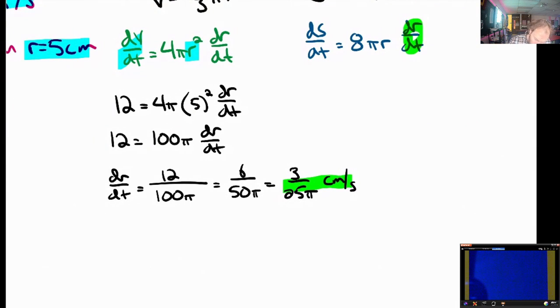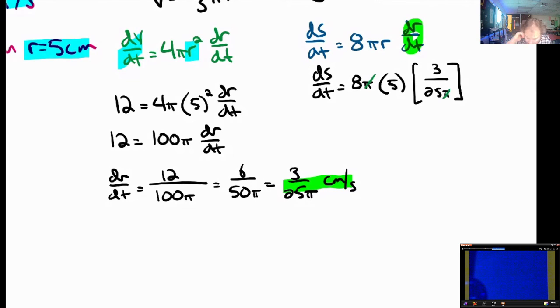Let's do it. So now we know that dS/dt up here is 8 times pi times the same 5. Radius is still 5. Times our fun answer from earlier, 3 over 25 pi. Right away, we can ignore the pi's. They're going to cancel out. And a lot of other things will cancel out, too. The 5's can't cancel out all the way, but they can balance out. 8 times 3 is 24, and 25 divided by 5 is 5. That's it, 24 over 5.